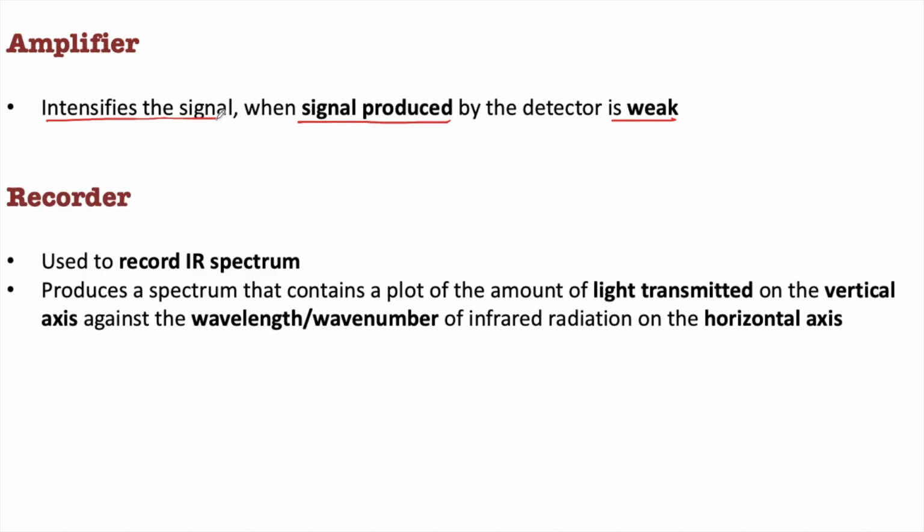Recorder. It is used to record the IR spectrum, and it produces a spectrum that contains a plot of the amount of light transmitted on the vertical axis against the wavelength or wave number of infrared radiations on the horizontal axis.